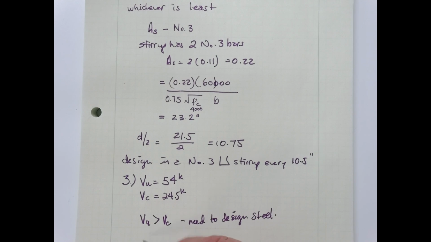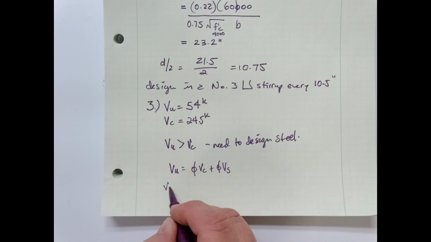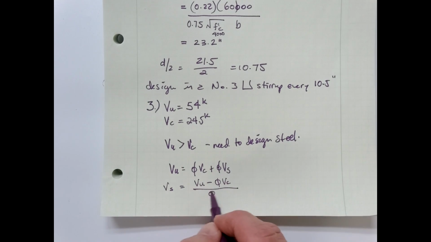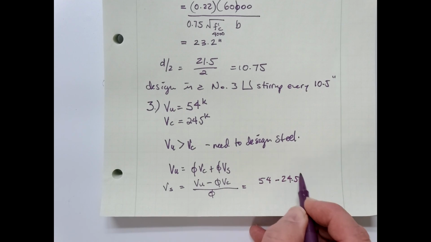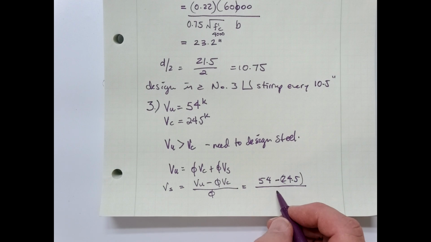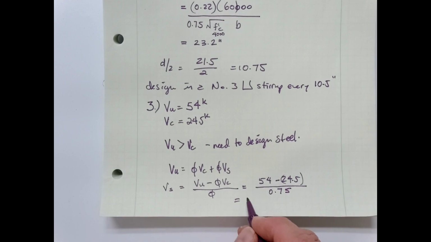In fact, since V sub U is equal to phi V sub C plus phi V sub S, we can go from there and solve that V sub S is equal to V sub U minus phi V sub C, divided by phi, which is equal to 54 less 24.5, which already has phi in it, divided by 0.75, and that is equal to 39.3 kips. That's the load that we need to pick up.